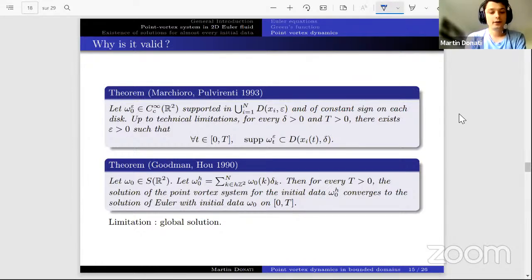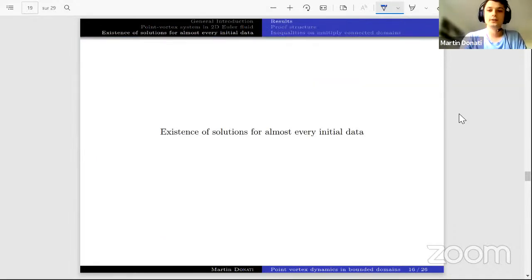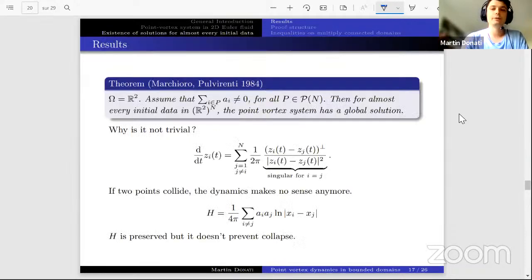However, these two theorems have a strong limitation, which is that they require the point vortex dynamic to have a global solution. This is a problem that I have not mentioned yet, is that this global solution does not always exist. So this is what I will be interested in for the remaining of this talk.